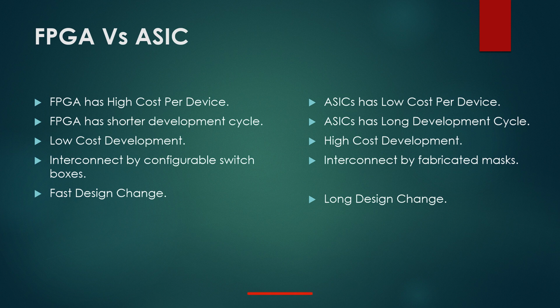So in summary, FPGA has high cost per device, ASICs have low cost per device. FPGA has a shorter development cycle, ASICs have long development cycles. FPGA has low cost development, ASICs have high cost development. FPGA interconnects logical cells by configurable switch boxes, while ASICs interconnect by fabricated masks. FPGA has fast design changes, however ASICs have long design changes.